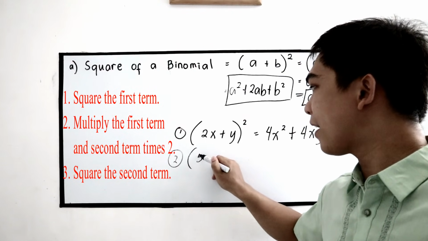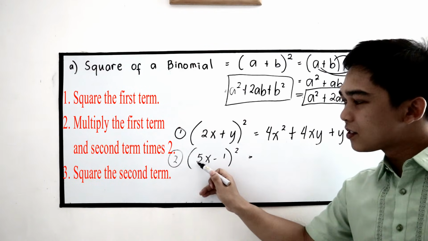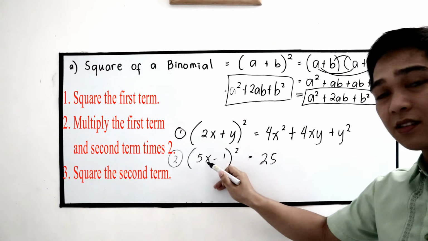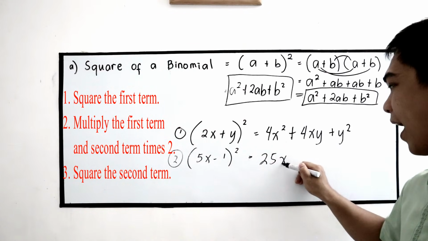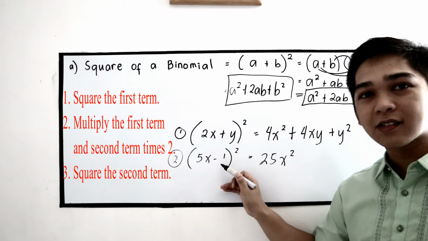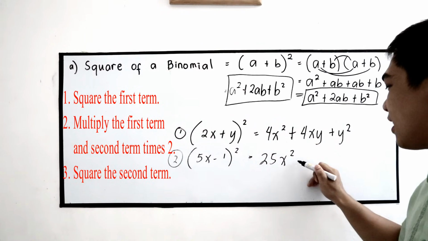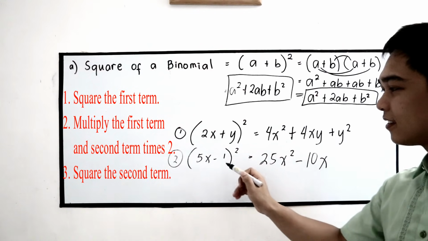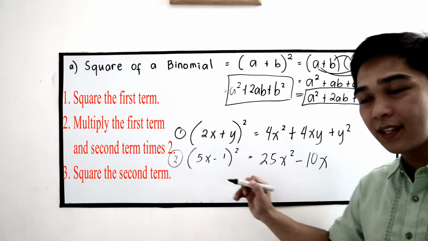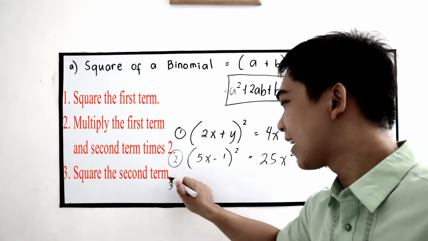Second example. Let's have 5x minus 1 squared. Square 5 is 25. So x squared, we have 25x squared. Multiply the first term times the second term. 5x times negative 1, negative 5x, times 2, negative 10x. Then last, square negative 1, that is negative 1 times negative 1, positive 1. Another one.